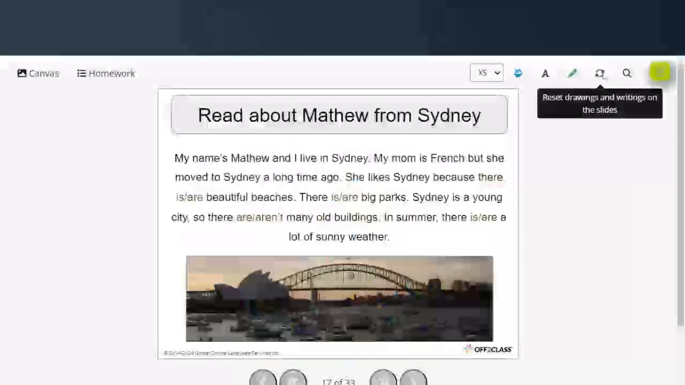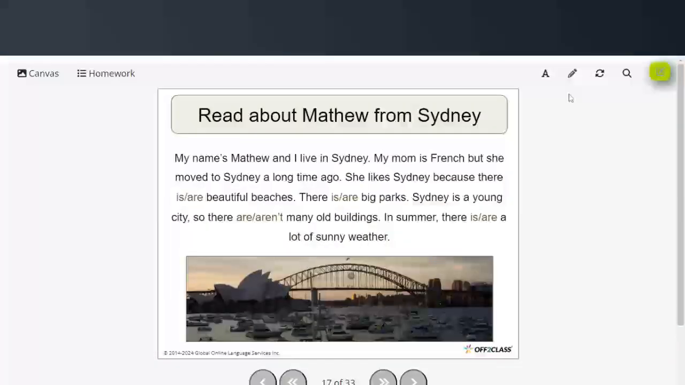Again, we're going to read about Matthew and Sydney. You can either pause the video and do this on your own, or follow along as I read. My name's Matthew, and I live in Sydney. My mom is French, but she moved to Sydney a long time ago. She likes Sydney because there are beautiful beaches. There are big parks. Sydney is a young city, so there aren't many old buildings. In summer, there is a lot of sunny weather.